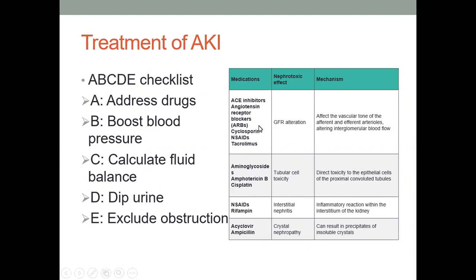Your ACE inhibitors, your NSAIDs, your ARBs and tacrolimus alter GFR. Your aminoglycosides, amphotericin B and cisplatin will cause tubular toxicity. Your NSAIDs and rifampicin for your TB patients will cause interstitial nephritis. Your antivirals like acyclovir and your common ampicillin will cause crystal nephropathy.